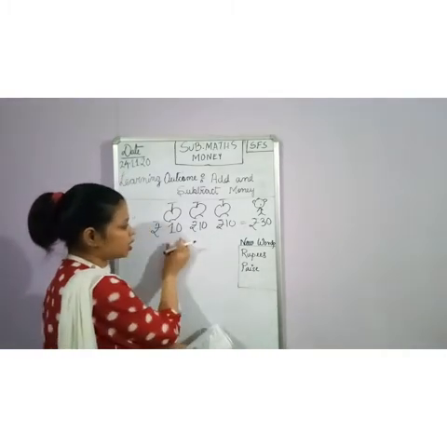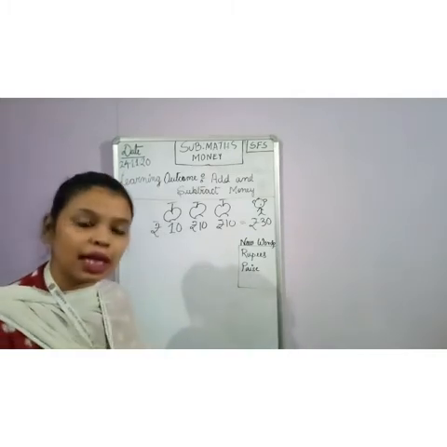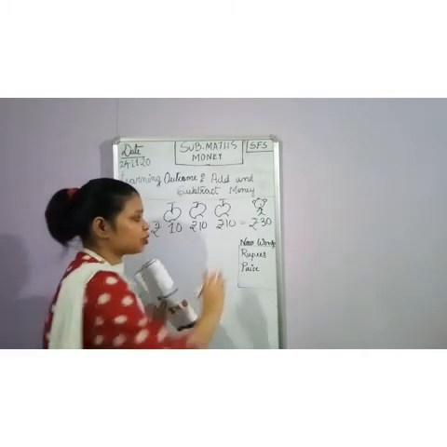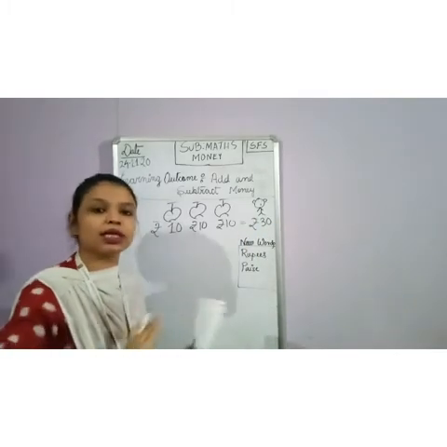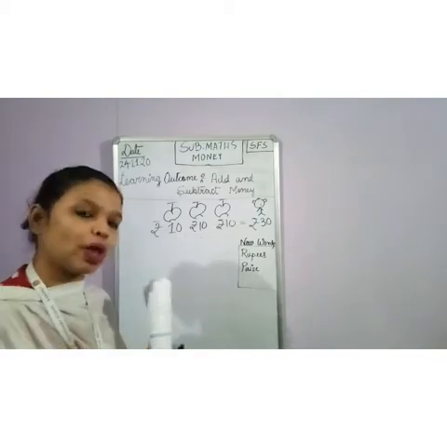Now you have 10, 10 and 10. That means 3 10 rupee notes. Okay. 3 10 rupee notes, or 3 10 rupee coins are also available. So you are giving to the shopkeeper. Alright. That means there is no subtraction there. You are adding the amount and you are giving to the shopkeeper.